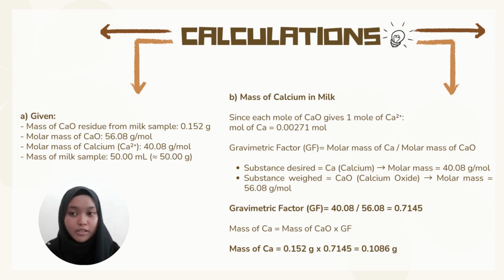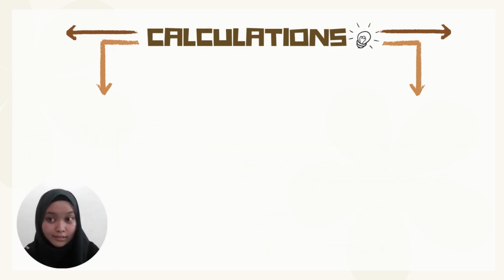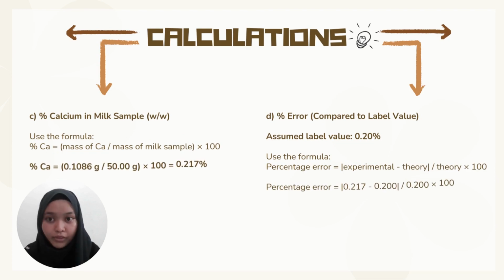Now, we just multiply the mass of calcium oxide by the gravimetric factor to find the mass of calcium, which is: mass of calcium equals mass of calcium oxide multiplied by the gravimetric factor. 0.152 multiplied by 0.7145 is equal to 0.1086 grams. Therefore, from the 50 grams of milk sample, we have 0.1086 grams of calcium. Next, we calculate what percentage of the milk sample is calcium. To do that, we divide the calcium mass by the milk sample mass and multiply by 100, which is 0.1086 divided by 50 and multiplied by 100, which gives us 0.217%.